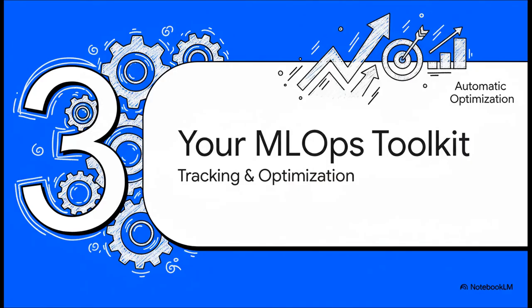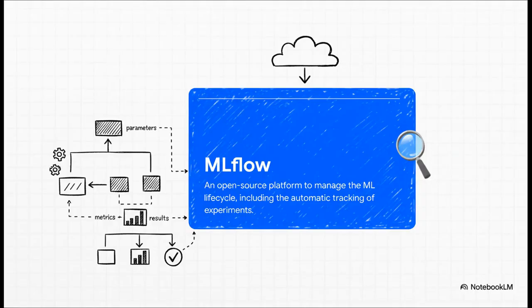All right, so now that we've got our configurations managed, this is where things get really cool. This is where we can unlock a whole new level of power by bringing in the right MLOps tools for tracking and even automatic optimization. And a huge piece of this toolkit is a tool called MLflow. It's an open-source platform that was built to solve this exact problem. What it does is help you manage the entire ML lifecycle by automatically logging your parameters, your metrics, and your results for every single run.